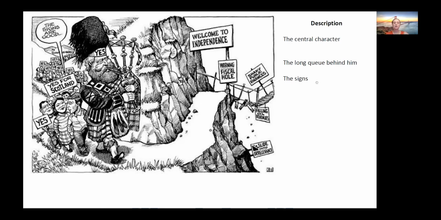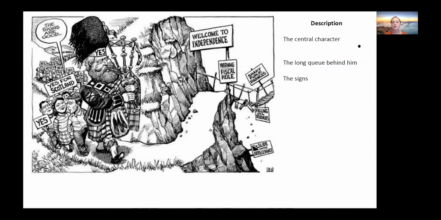Besides this, if you take a look at the way the cartoon is organized, it tells you the way it should be read. So from left to right, there is a chronological logic here at stake. So you should read the document, the iconographical document, from the left to the right. So it shows you the origin of these people, where they come from, and where the central character leads them, meaning to this broken bridge.